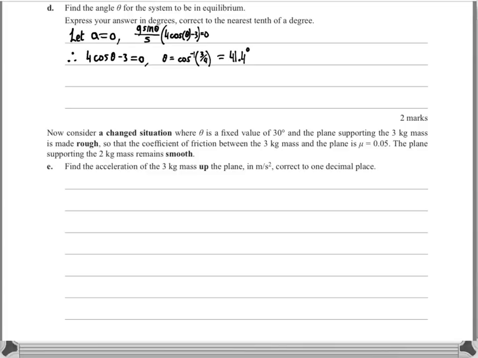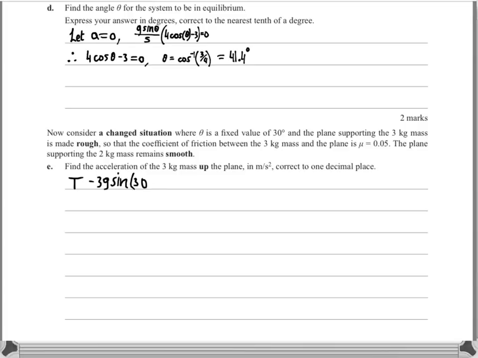Marvelous. Okay. Now consider a changed situation where theta is a fixed value of 30 degrees and the plane supporting the 3 kilogram mass is made rough. So that means it has friction now. So that the coefficient of friction between the 3 kilogram mass and the plane is 5/100ths. Okay, now the plane supporting the 2 kilogram mass remains smooth. So on that side of the plane for the 2 kilogram mass, there's no friction. Find the acceleration of the 3 kilogram mass up the plane, correct to 1 decimal place. Alright. Acceleration of the 3 kilogram mass up the plane.